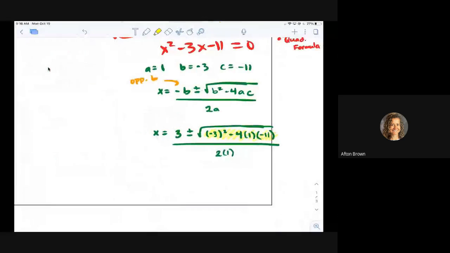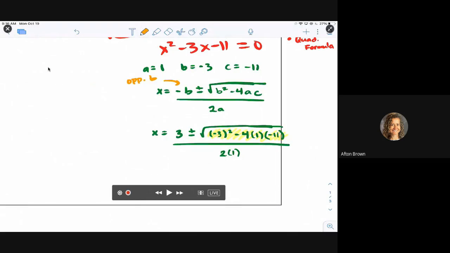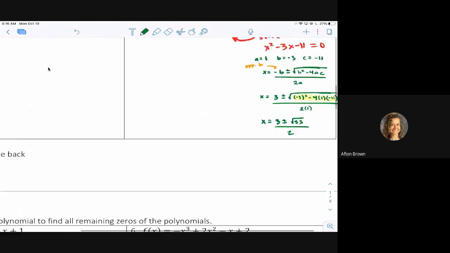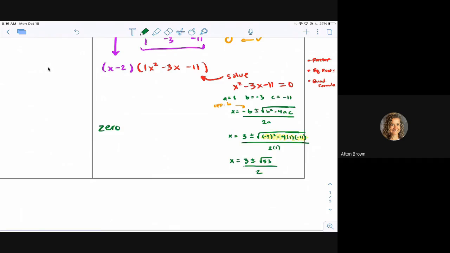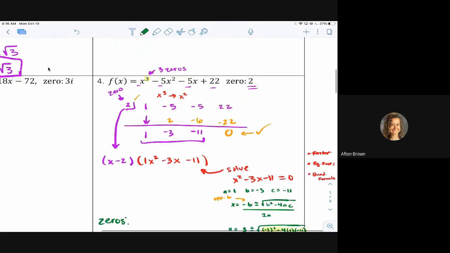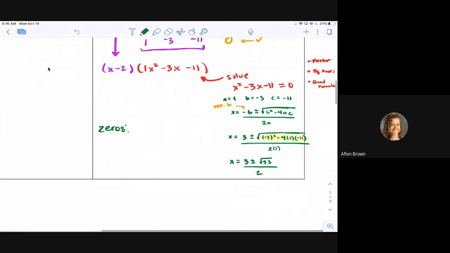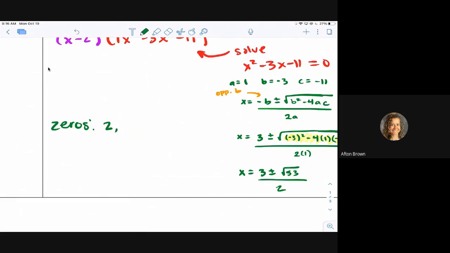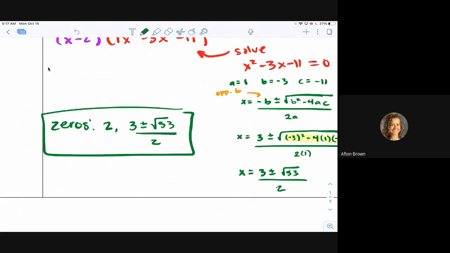So then I come back. That means that the number underneath the square root is a 53. So we have x equals 3 plus or minus root 53 all over 2. How many answers did we just find? 2. So when I go to make my final answer, list all of the zeros. I'm expecting 3 because of that power of 3. What was the first 0? 2. And they told us that, so we know 2. I'll do the lazy version this time: 3 plus or minus root 53 over 2. But that counts as 2 zeros, so I know that I found all of them.